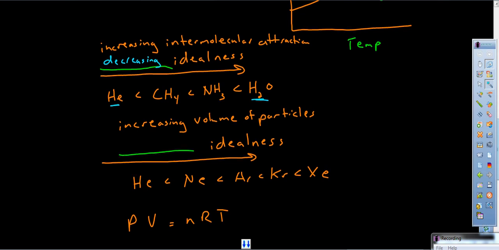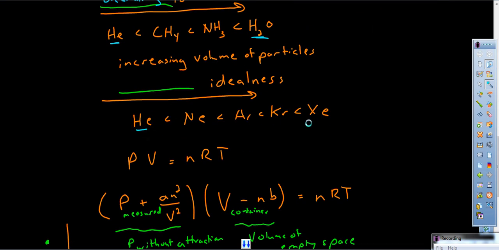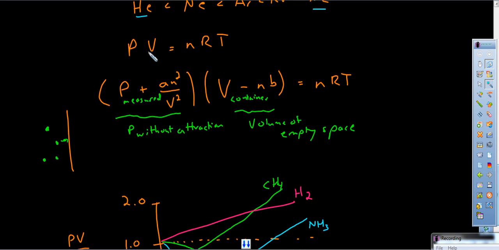Similarly, increasing the volume of your particles, say going from helium to xenon, all noble gases. By doing this, your particles will have a greater relative volume within a container, and hence you'll be decreasing the idealness of your particles. Now, our ideal gas assumption allows us to use the ideal gas equation, PV is equal to nRT. But what if our particles do not behave ideally? Well, then we need to edit this equation to account for this non-ideal character.